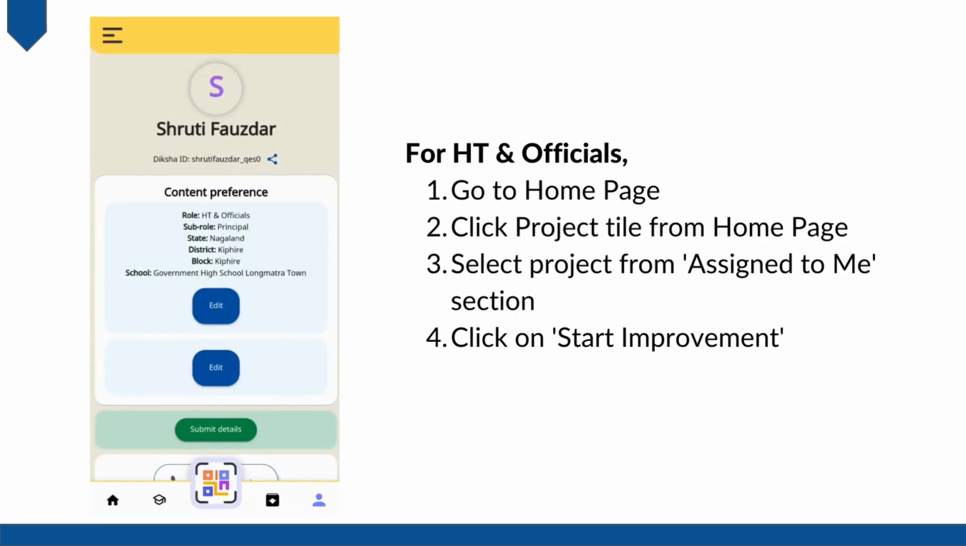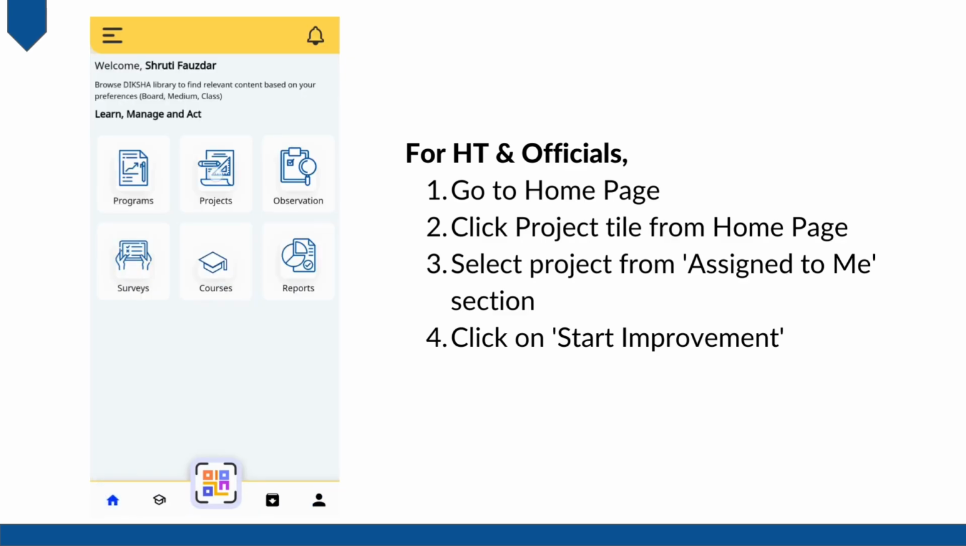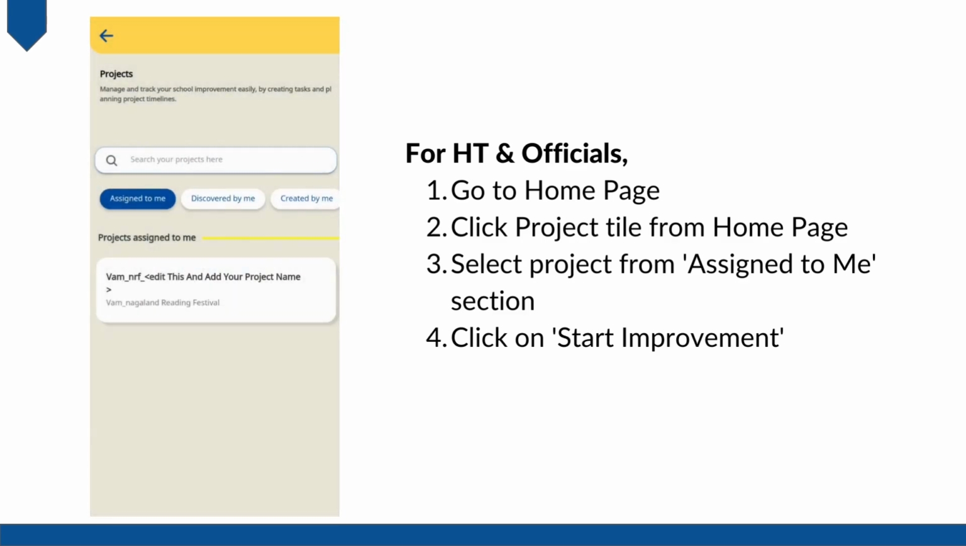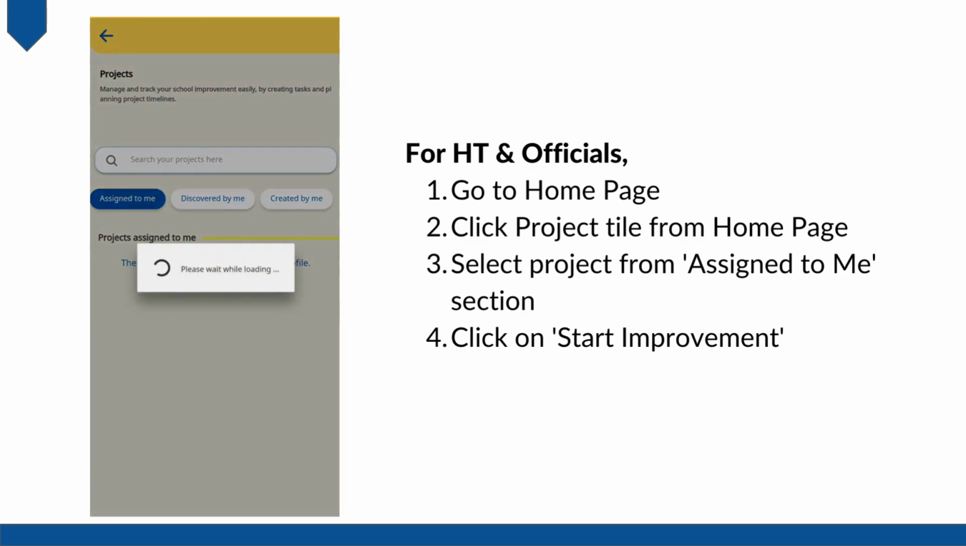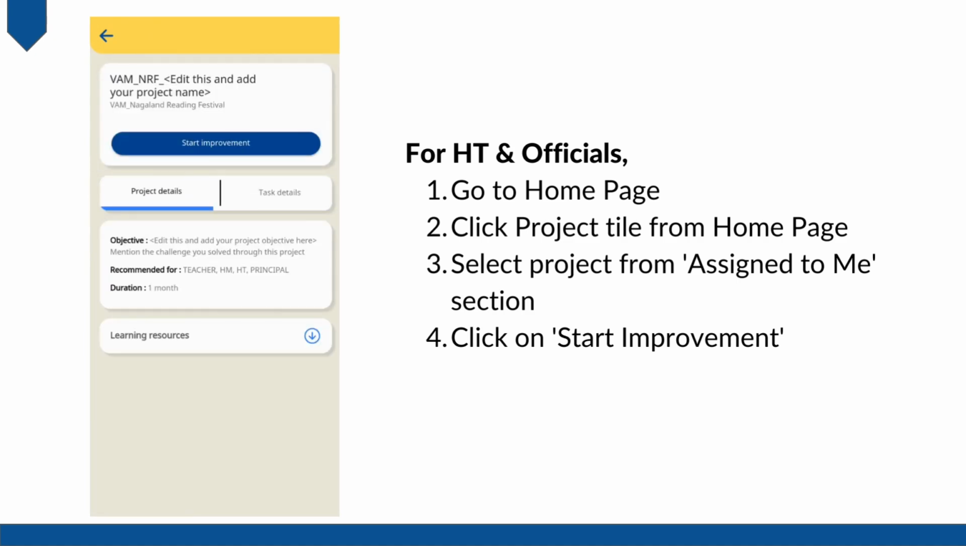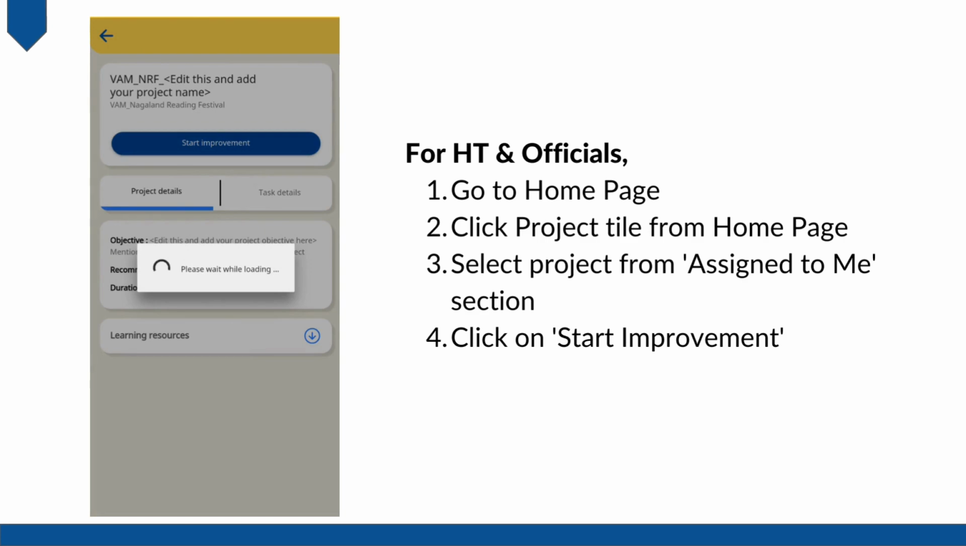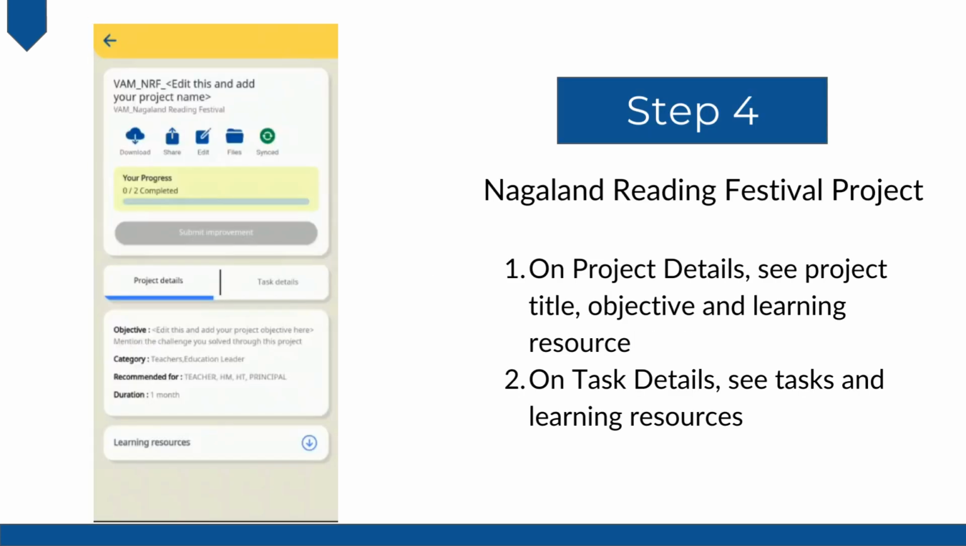If you have chosen HD and Officials role, take the following steps. Go to Home page, click on the project tile, click on the project for your state under Assigned by Me section, click on Start Improvement to start the project. You will now be able to see the project.